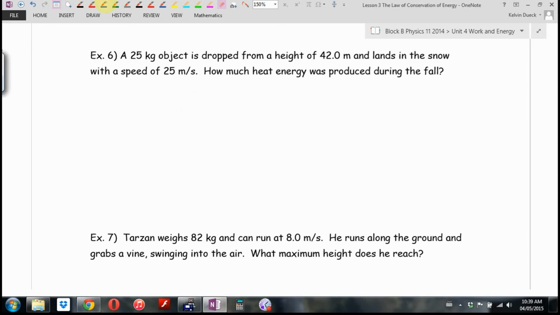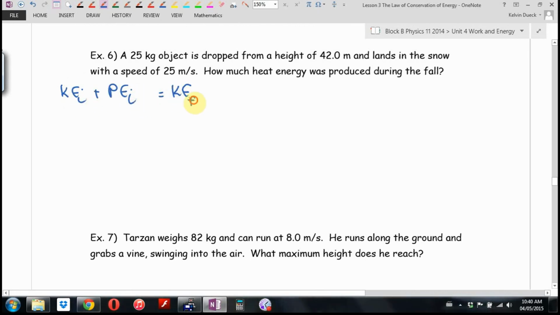So, the law of conservation of energy. Kinetic initial. Potential initial. Kinetic final. Potential final. Oh, this time I'm going to add plus heat, because they're talking about heat energy. In fact, what did you tell me they're asking me to find? Okay, I can do this.